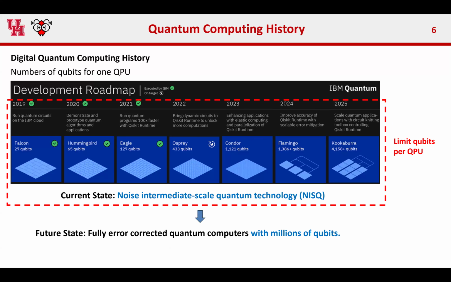So for future work, researchers want to move from the NISQ state to fully error-corrected quantum computers with millions of qubits, but it takes much longer time.